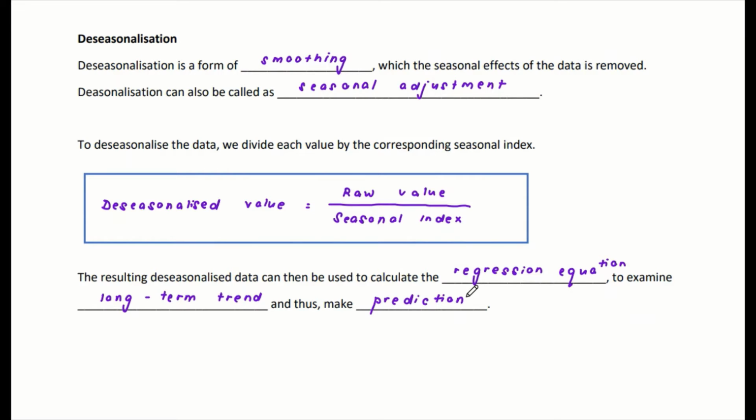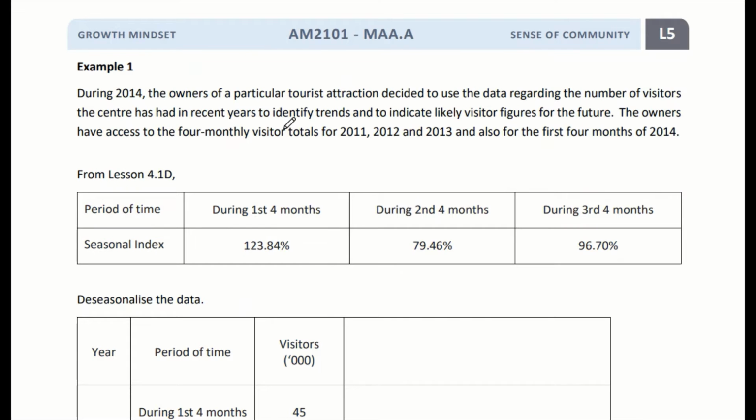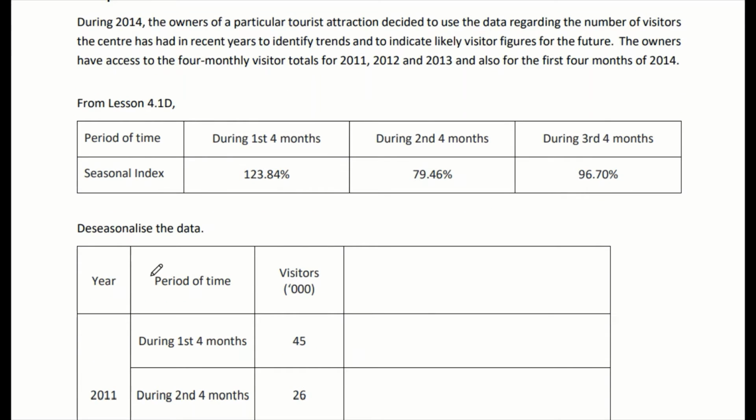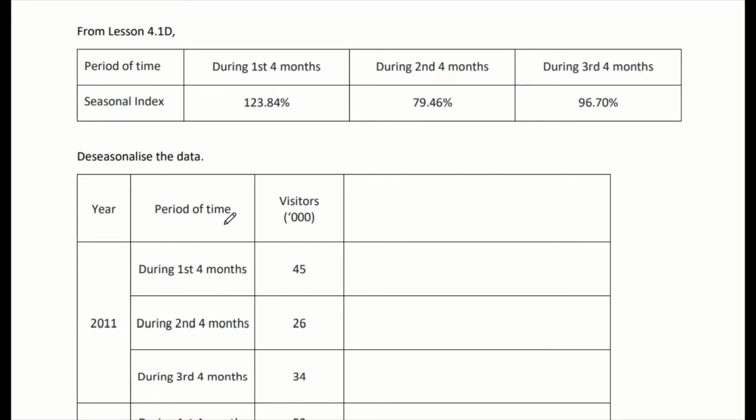Alright, so now we'll be looking at the same example that we used previously for the seasonal index, and we are going to do deseasonalization. This is the exact same example that we used previously about the number of visitors in a particular tourist attraction, so I'm not going to repeat the question again. From the previous lesson, we have learned how to find the seasonal index, and this is the result that we get. Now we are just going to deseasonalize the raw data by using the seasonal index that we have. The idea is very easy.